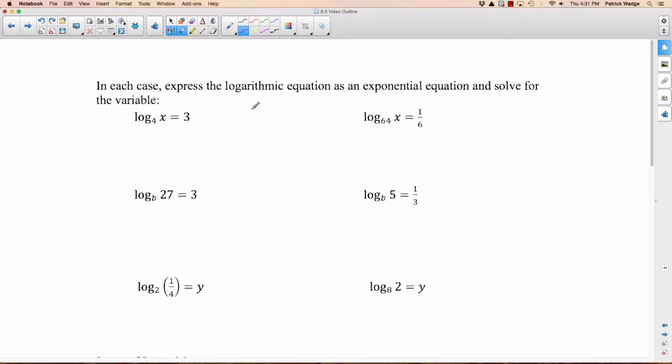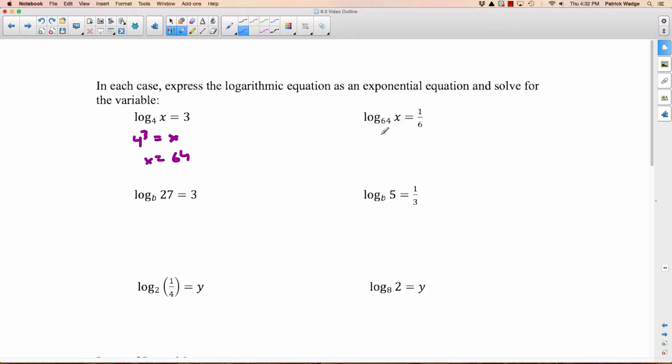Okay, let's solve some logarithmic equations here. So a good thing to do here is to put it into exponential form. So in exponential form, this would be the base 4 to the exponent 3 equals x. Well, if x is equal to 4 cubed, x is equal to 64. That's how much 4 cubed is.